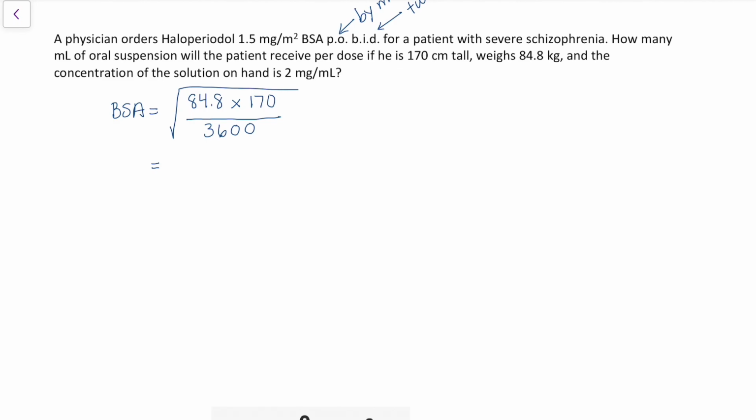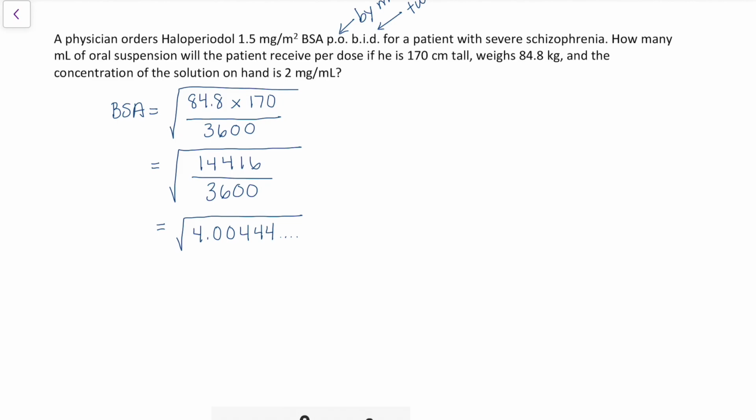Under the square root, I have to do a multiplication on the top before I can do the division between the top and the bottom. So I'm going to do 84.8 times 170, which is 14416. And now I can do my division, and it's 4.00444, with the 4 repeating. Again, remember, we don't round until the very end.